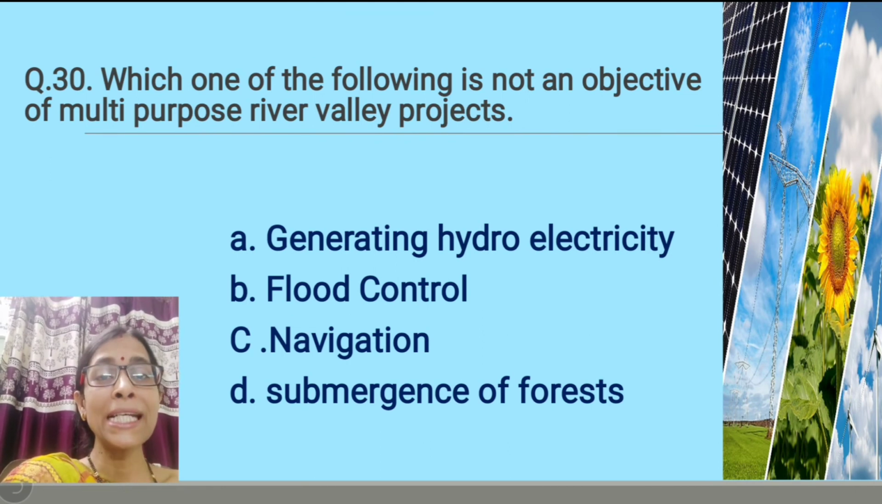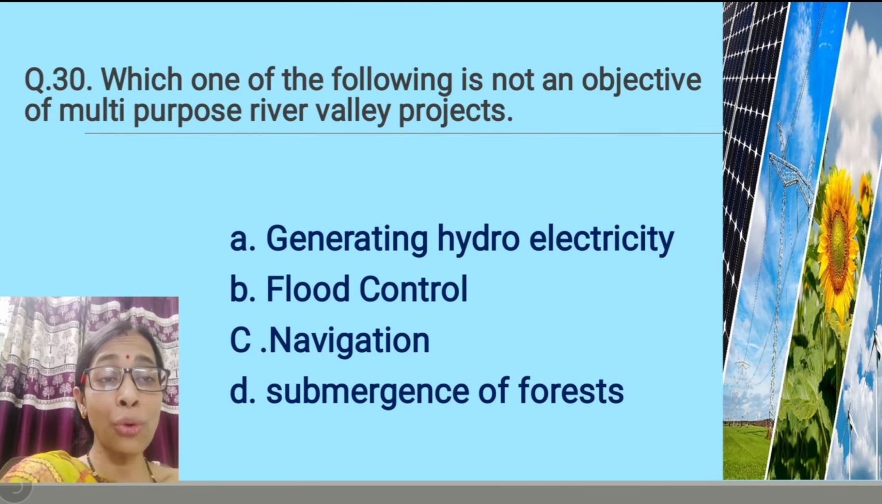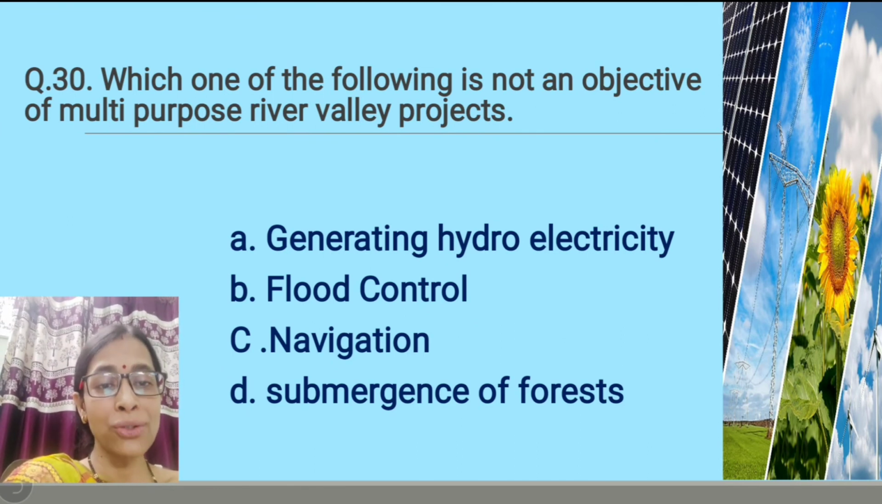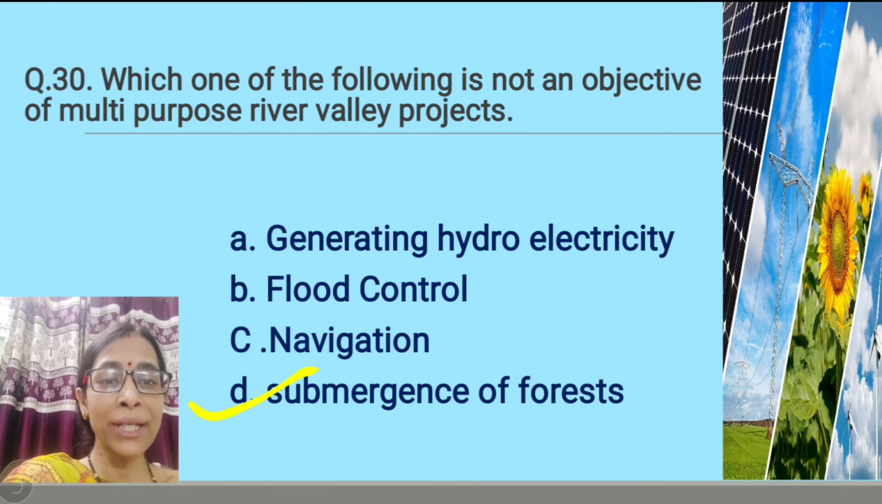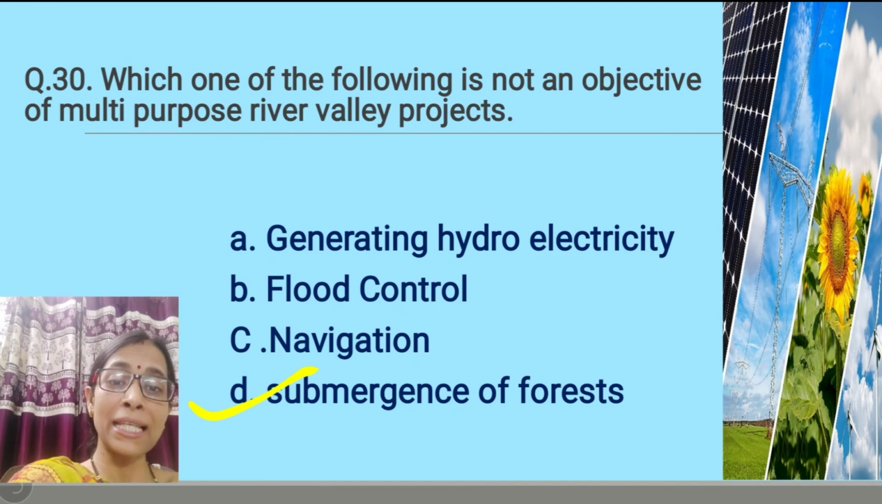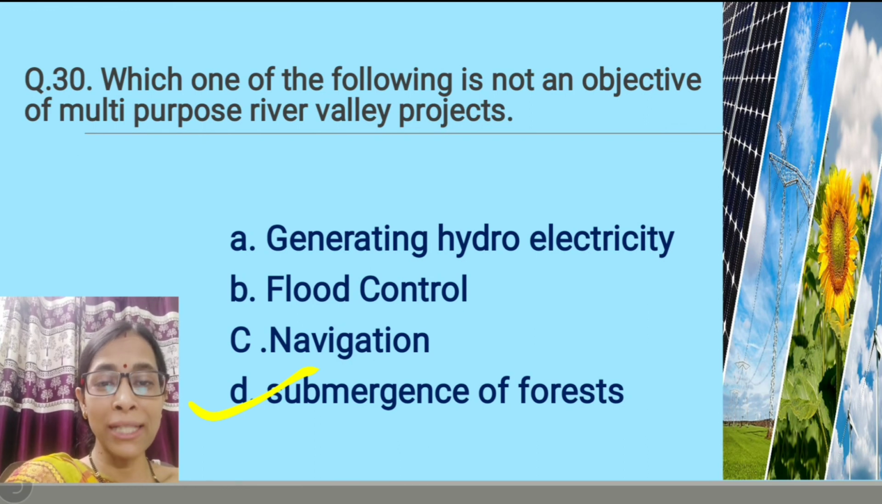Question number 30. The last question: which one of the following is not an objective of multi-purpose river valley projects? Generating hydroelectricity, flood control, navigation, submergence of forest. The correct answer is option number D, that is submergence of forest, because generating hydroelectricity is an objective, controlling flood is an objective, and navigation is also an objective. But this submergence of forest is a negative factor about the dam. When dams are constructed, it submerges large forest areas. So that is why it is a negative factor, a disadvantage. That is why it also comes under great scrutiny by the environmentalists.